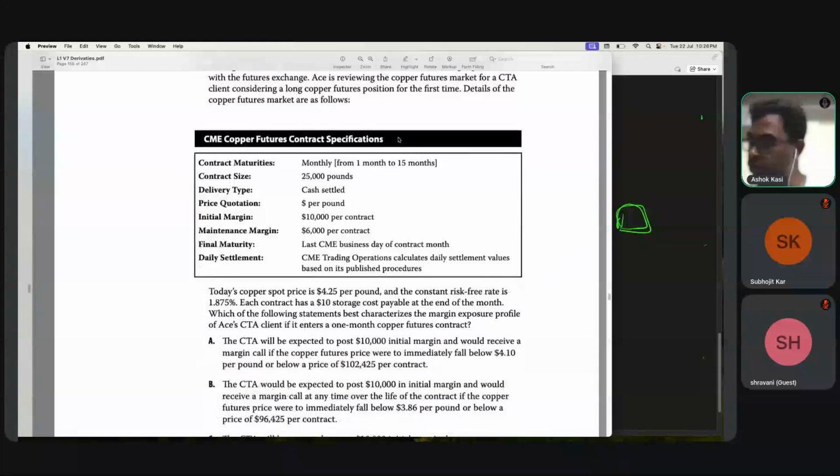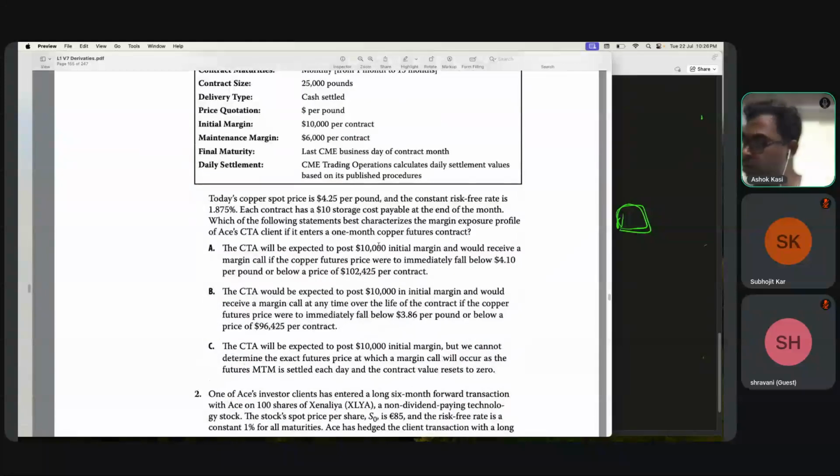So now we'll see the question first. Today's copper spot price is 4.25 per pound. And the constant risk-free rate is 1.875 percentage. Each contract has a $10 storage cost payable at the end of the month. Which of the following statements best characterizes the margin exposure profile of ACE's CTA client if it enters a 1-month copper future contract?